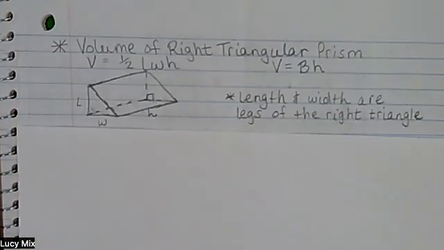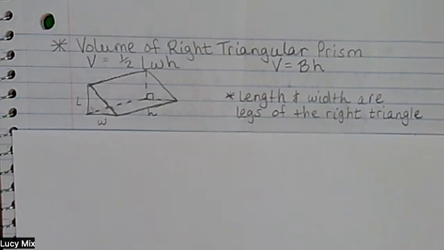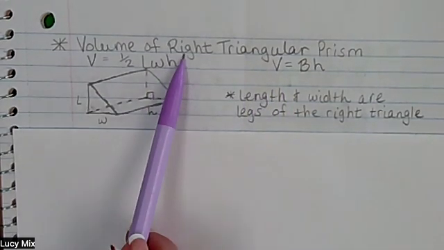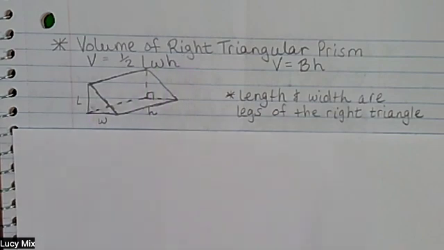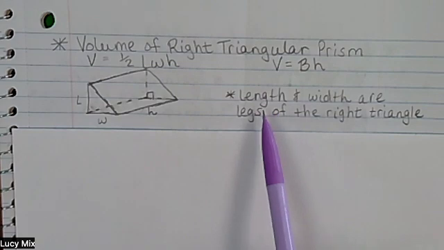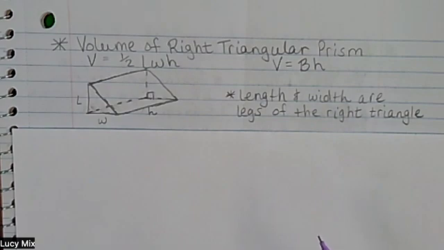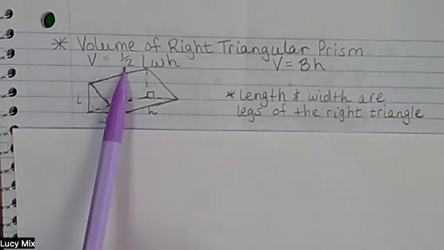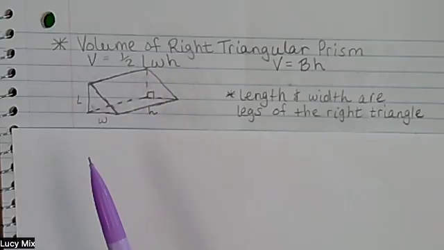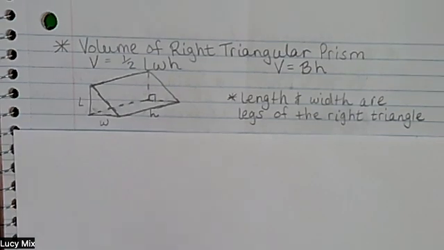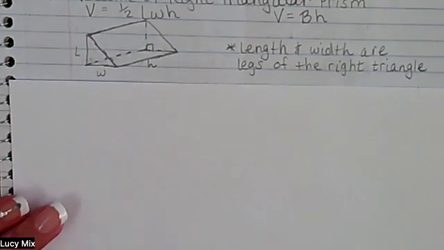All right, we're going to look also at a right triangular prism, with the bases this time being triangles. That's why it's triangular, but they are right triangles. Okay, and note that the length and the width are the legs of the right triangle. The formula is 1/2 length times width times height because it is 1/2 of a rectangular prism. Just like a triangle is half of a rectangle.